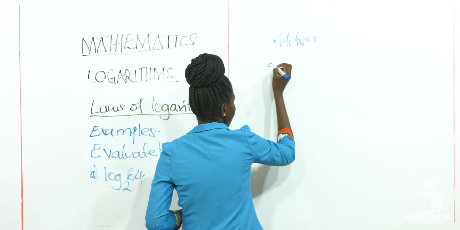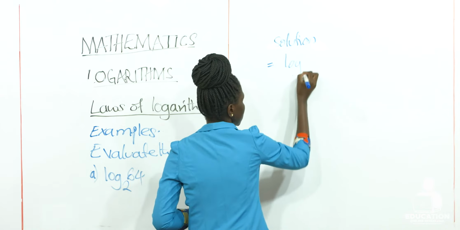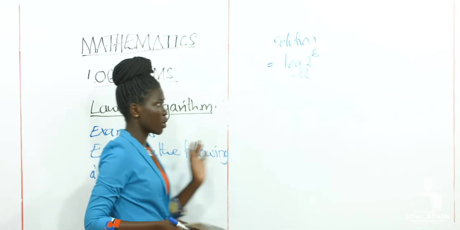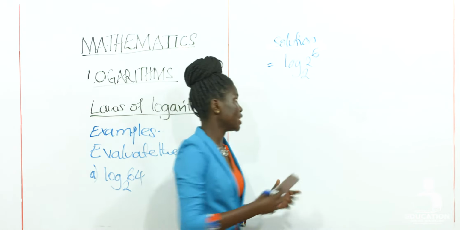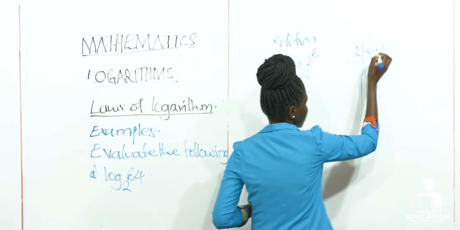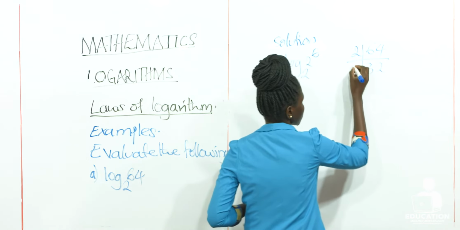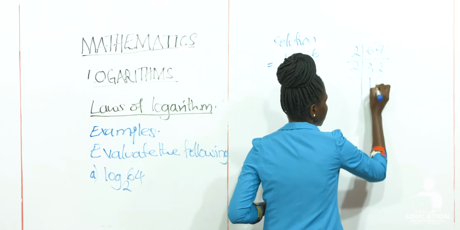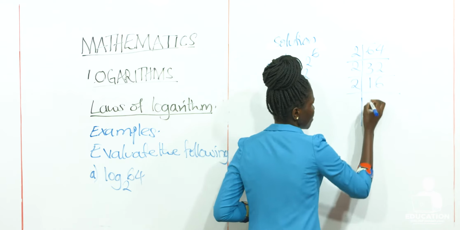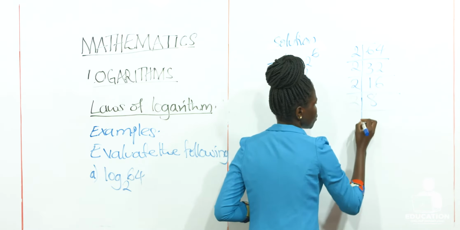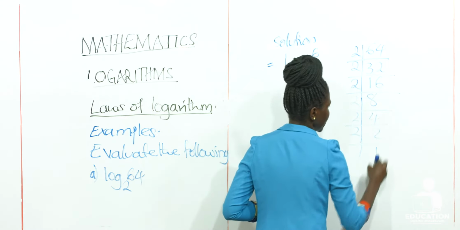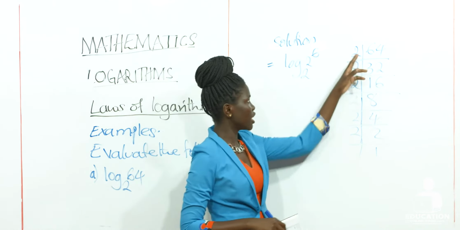When you factorize 64, we shall have log 2, 2 to power 6. 64, you can use a factor tree to easily divide it. For example, you can have your 64 here, then you divide by 2. We shall have 64 divided by 2, that will give us 32. By 2 here will give you 16. By 2 here again you will have 8, by 2, this is 4, by 2, 2, and by 2 you finally get 1.